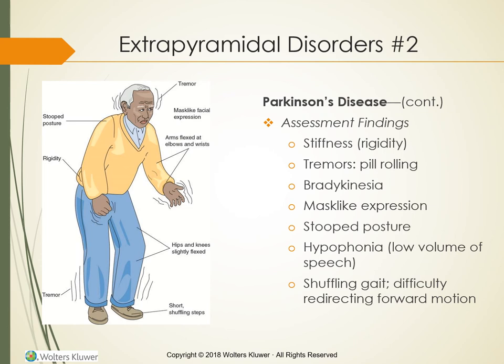Extrapyramidal disorders. Assessment findings, signs and symptoms. Early signs include stiffness, referred to as rigidity, and a pill-rolling tremor, a circular movement of the fingers and wrist, as if manipulating a small object or pill within the palm, in one or both hands. The hand tremor is obvious at rest and typically decreases when movement is voluntary, such as picking up an object.